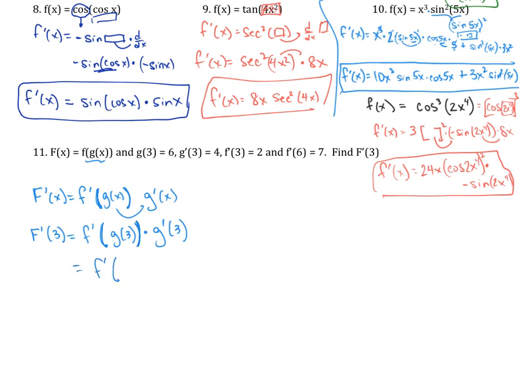Okay, well, what's g of 3? g of 3 is 6, times, what's g prime of 3? g prime of 3 is 4. So now I need f prime of 6. f prime of 6 is 7, times this 4 gives me a final answer of 28.